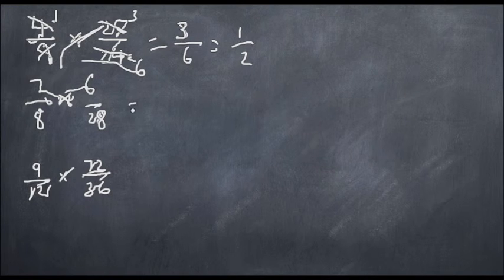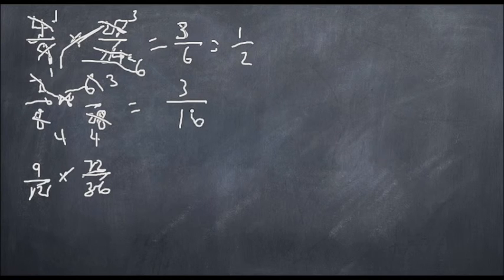Alright, let's do the next one. What goes into 7 and 28? 7, 1 and 4. What goes into 8 and 6? 2, 4 and 3. So 3 times 1 is 3, 4 times 4 is 16. As you can see, there's no cancelling, no simplifying.